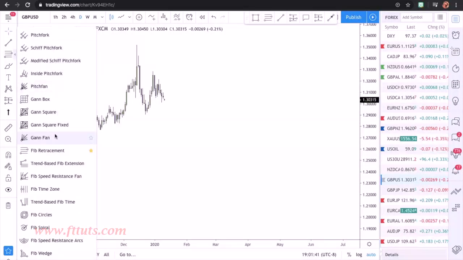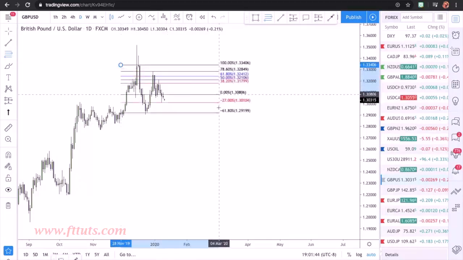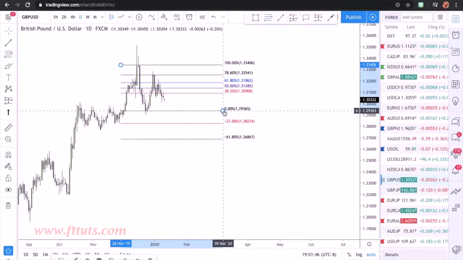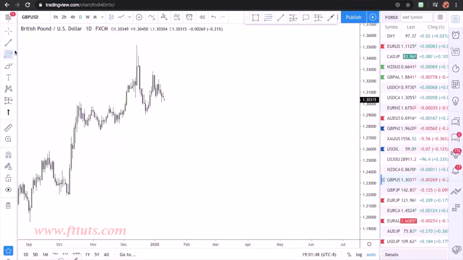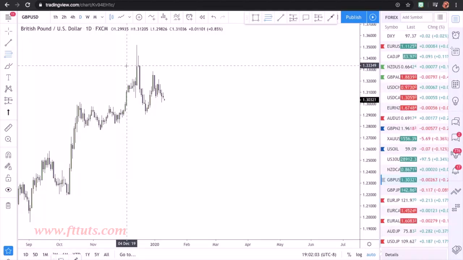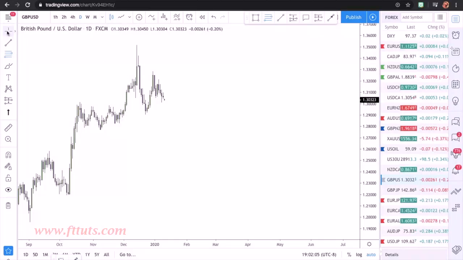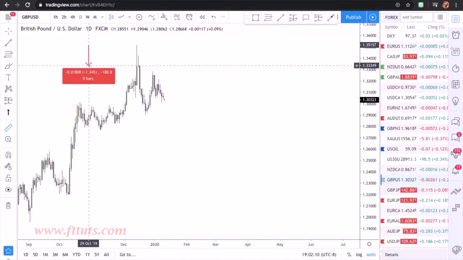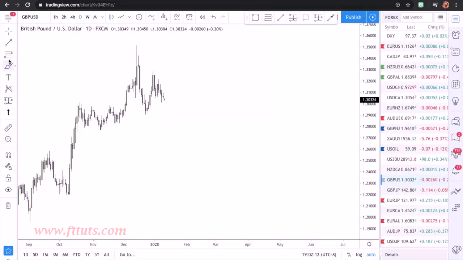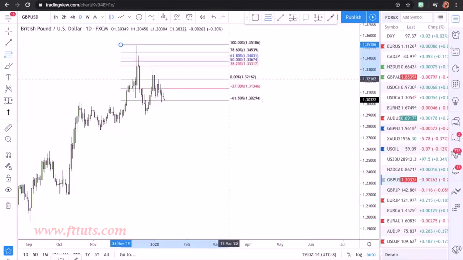Some people actually go from the body, but I go from the wick just because the wick shows where price has been, and then the body shows where price closes. So we want to make sure that price came up to 1.35, right? So this is important because at the body it was at 1.33. So that difference pip-wise is about 180 pips. So that's a lot. So we want to make sure we draw the fib from the high to the low.